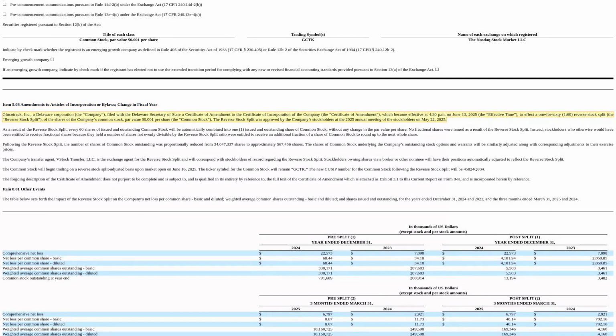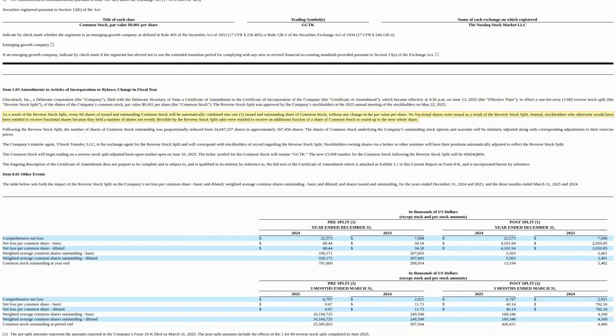This change was made effective at 4:30 p.m. on June 13, 2025. It's important because it changes how the stock is valued and perceived. This reverse stock split wasn't a surprise. The company's shareholders had already agreed to it at a meeting in May of 2025. With the reverse split, no one received fractional shares. If after the split a shareholder was entitled to a fractional share, GlucoTrack rounded up to the next whole share so you wouldn't end up with a fraction of a share.